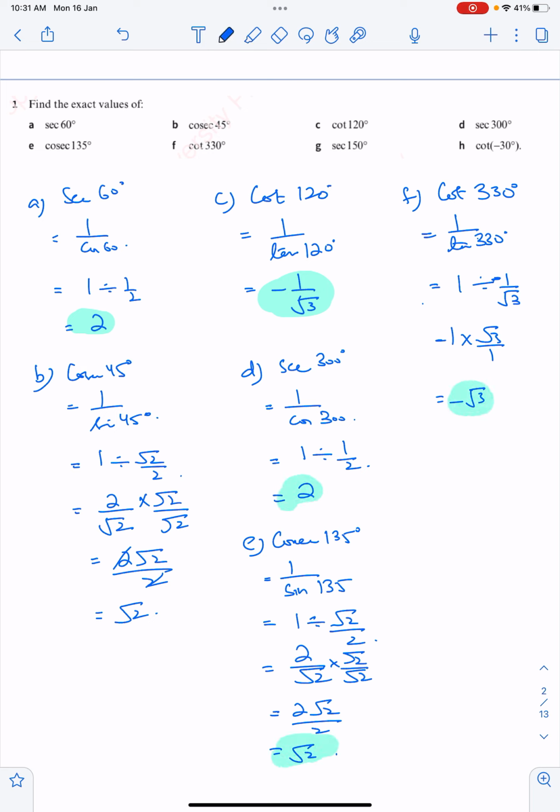Okay, the last one I am doing, the H part now. It is cot of negative 30. They are talking about negative angles. I can write it as 1 upon tan of negative 30. This lies in the fourth quadrant because a negative angle is measured clockwise from the positive x axis. In the fourth quadrant, tan is negative, and tan of 30 is 1 upon root 3. So, 1 divided by negative 1 upon root 3. When you simplify, it becomes 1 multiplied by root 3 upon 1, which is negative root 3.